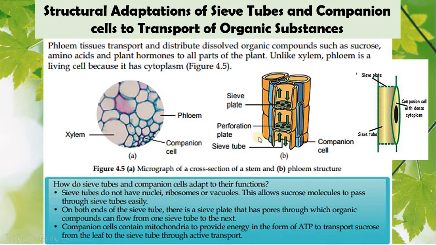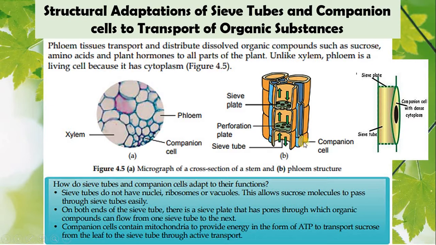So the structure of the phloem. You can see here the structure of the phloem. These are referred to as the sieve tube. The whole thing here is a sieve tube. The sieve tube consists of the sieve plate and also the perforation plate here. It has pits also.